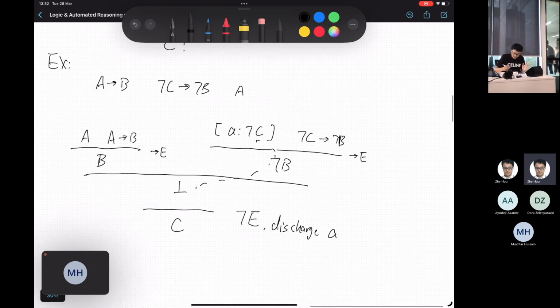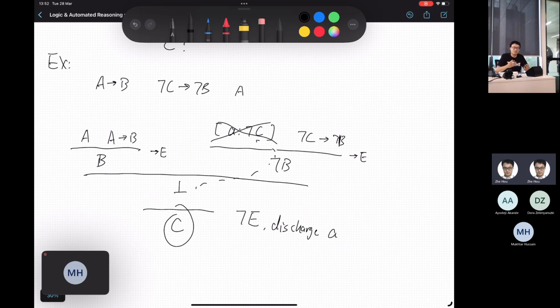Now that the assumption is discharged, every time before we finish a proof, a thread of reasoning, we always have to check whether we have undischarged assumptions. Now we don't have any undischarged assumptions, and so our job is complete.